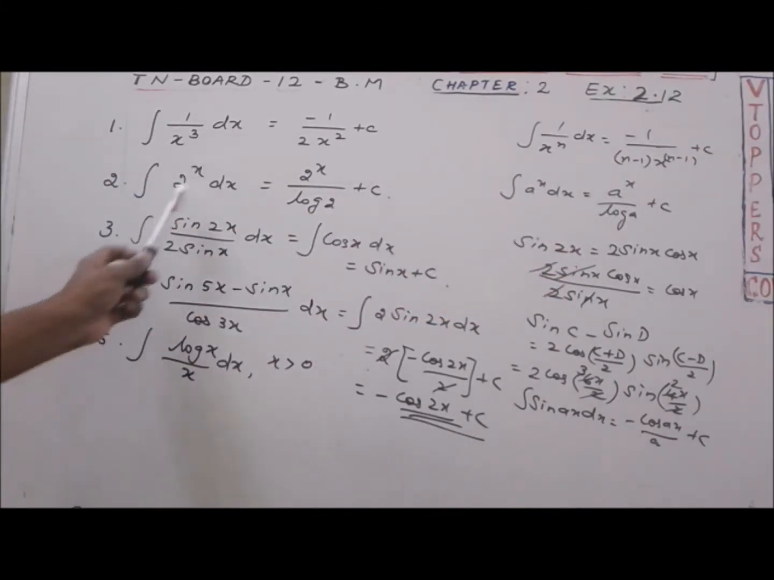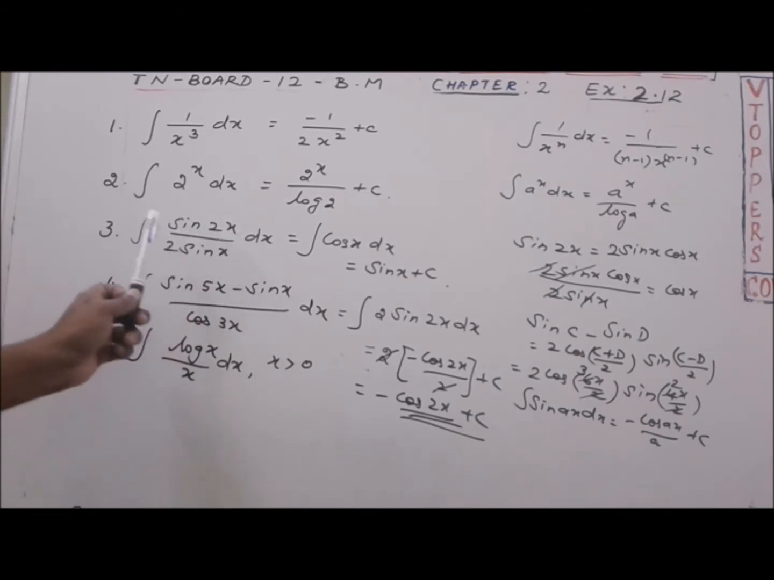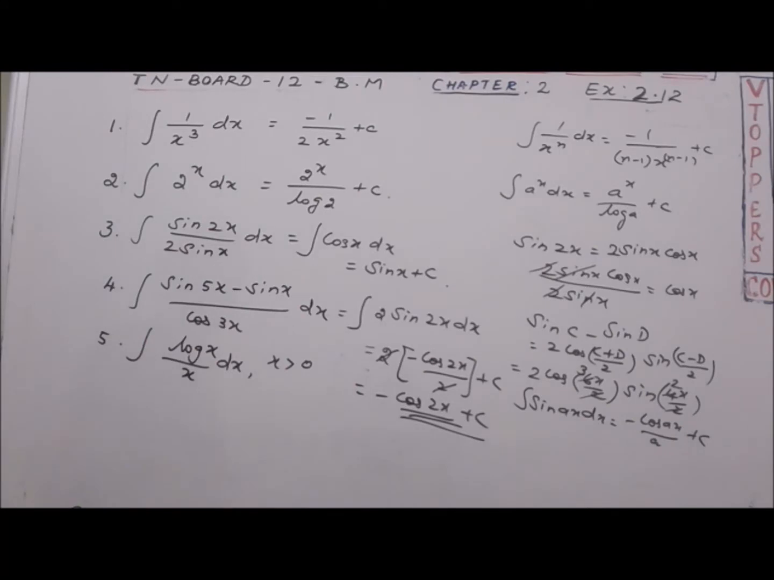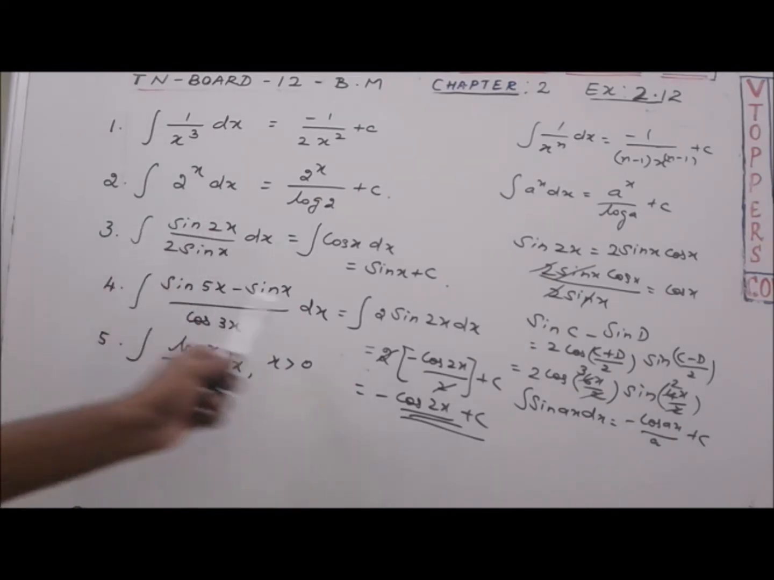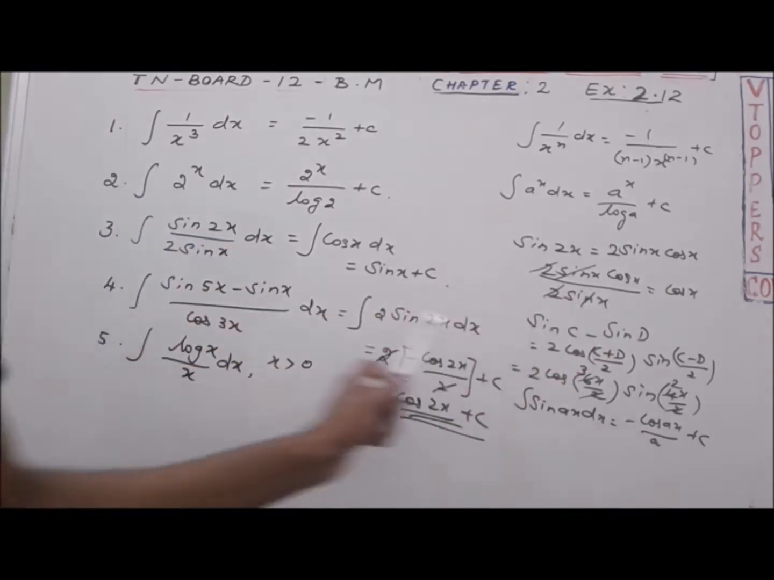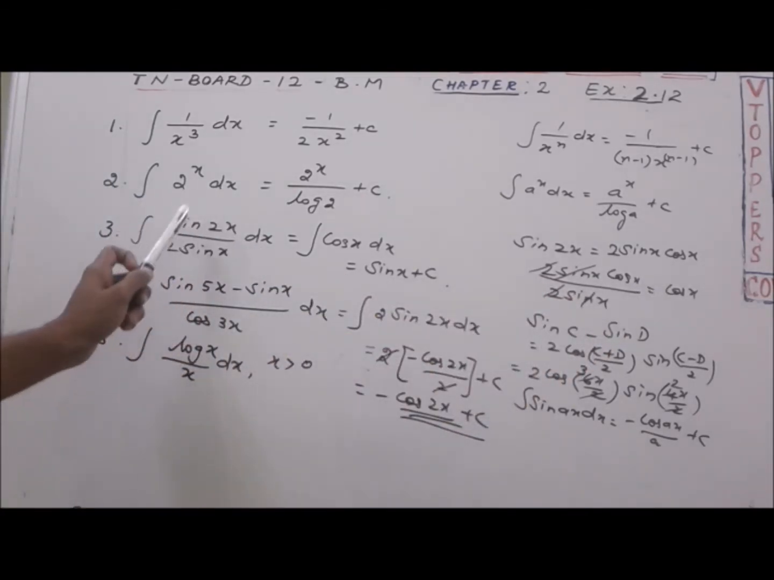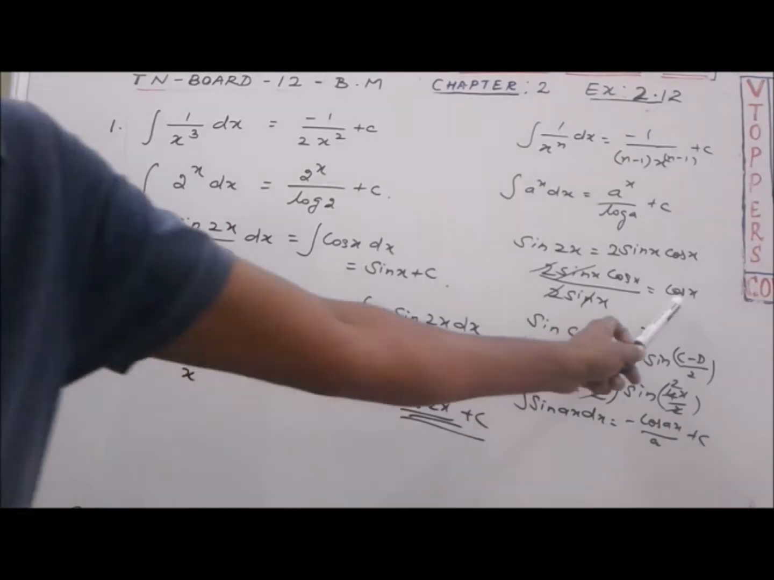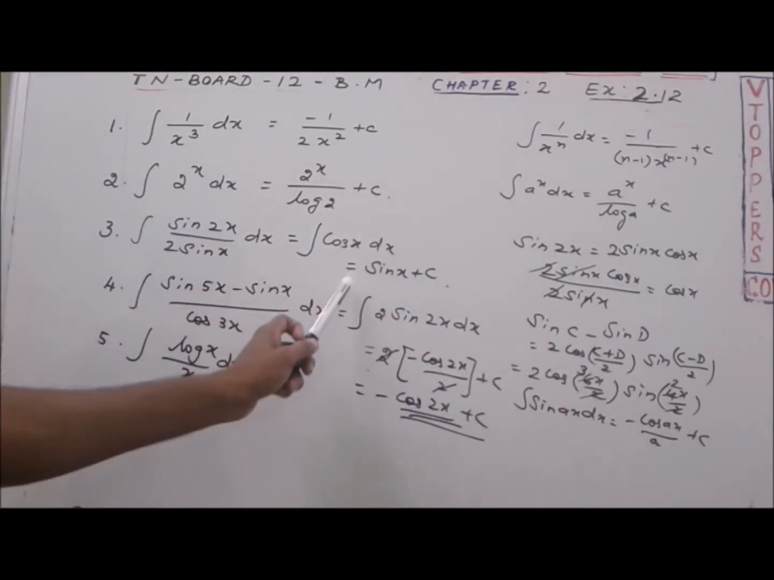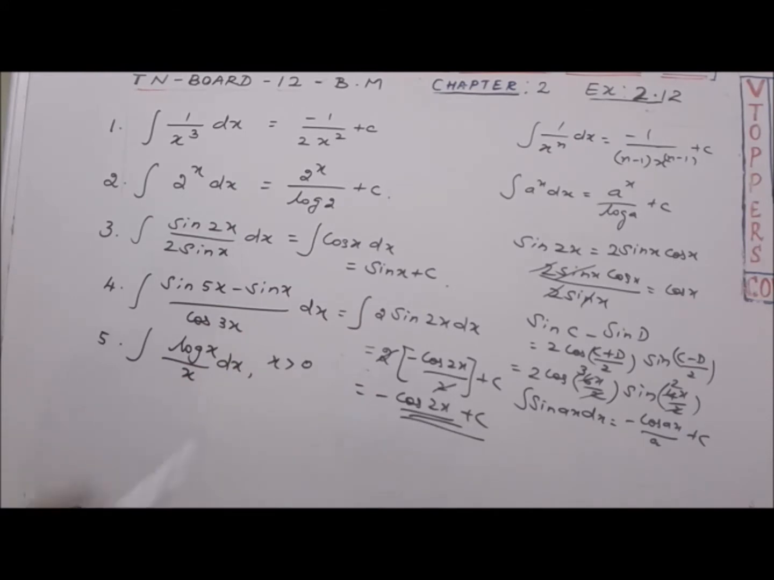For the third case, substituting the trigonometry formula for sin 2x, we have sin 2x equal to 2 sin x cos x, and in the denominator we have 2 sin x. So 2 sin x gets cancelled, remaining is cos x. After simplifying sin 2x by 2 sin x, we get cos x. So we can integrate only cos x. Integral cos x dx is equal to sin x plus c. Integral cos x has a direct formula, sin x plus c.